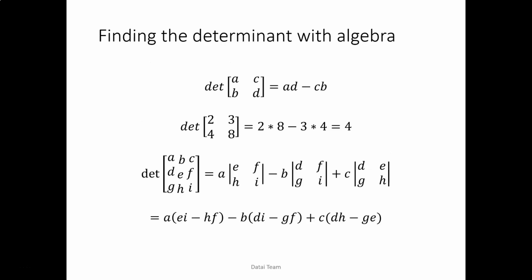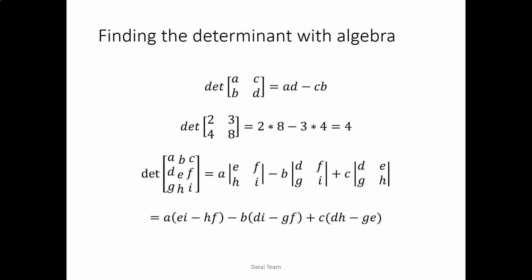Say that we have the matrix A, B, C, D, a 2 by 2 matrix. So the determinant of that matrix is AD minus CB. Or if we have the matrix 2, 4, 3, 8, the determinant would be 2 times 8 minus 3 times 4. We have 16 minus 12, and that's equal to 4. And if we have a 3 by 3 matrix A, B, C, D, E, F, G, H, I, it's a little more complicated, but it's not that hard to find.